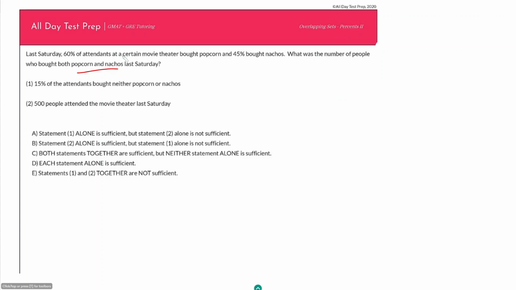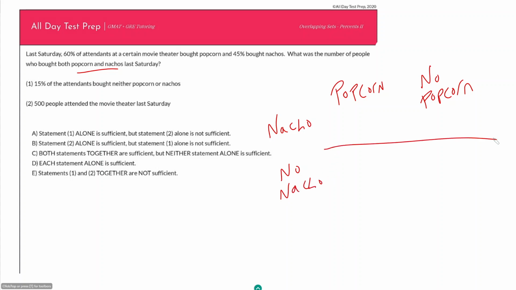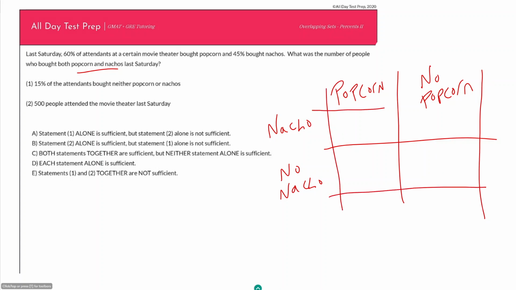So we have an overlapping set scenario here. We got popcorn eaters and non-popcorn eaters. And we got our nacho eaters and our no nacho eaters. And so they start off by giving us these percentages here.